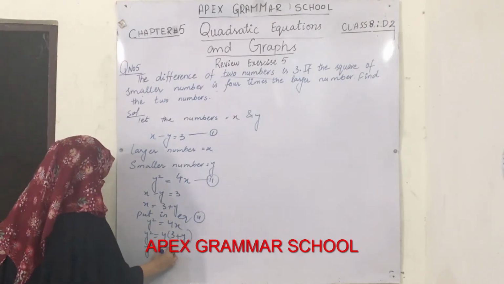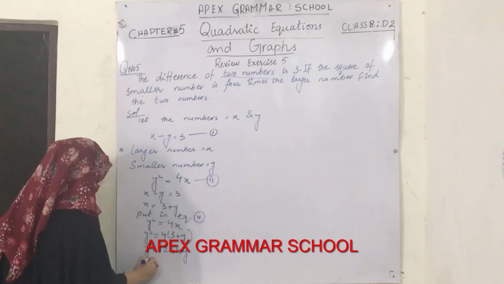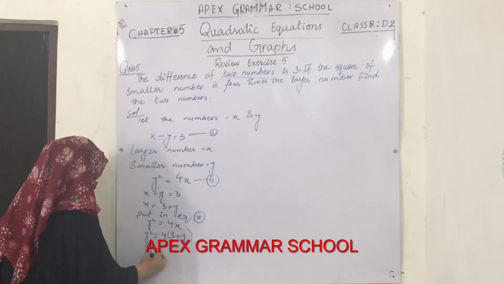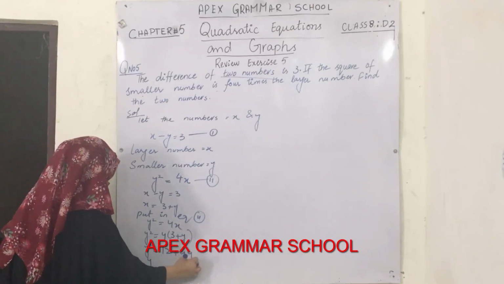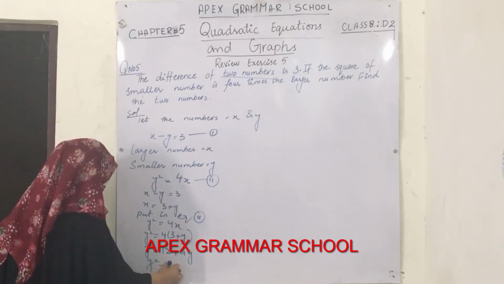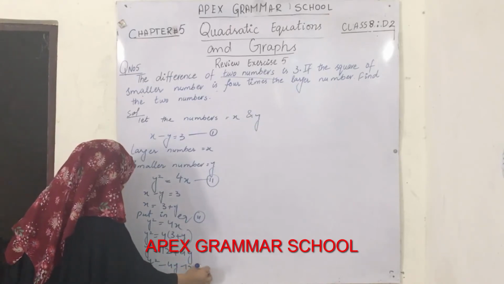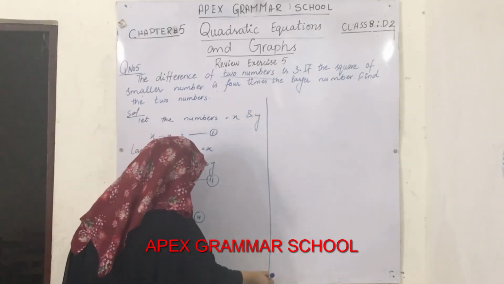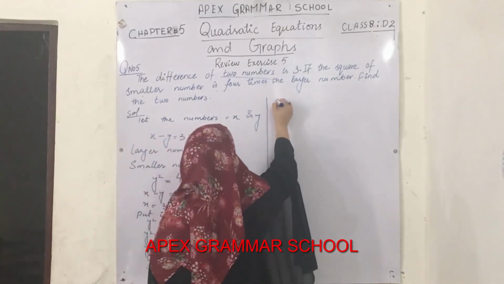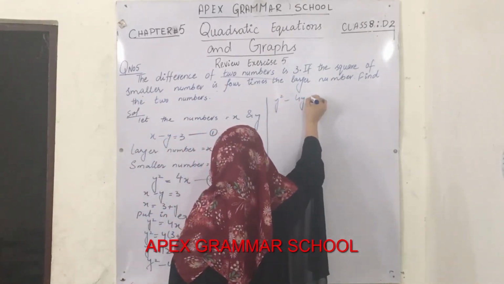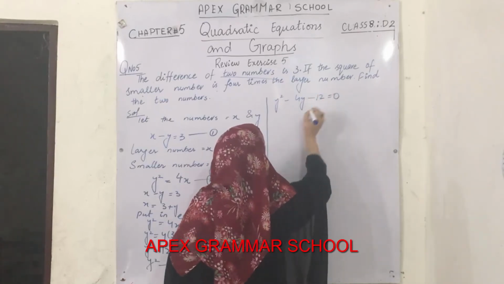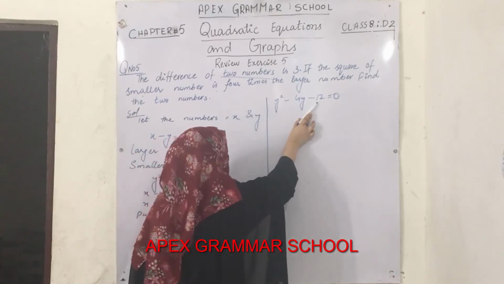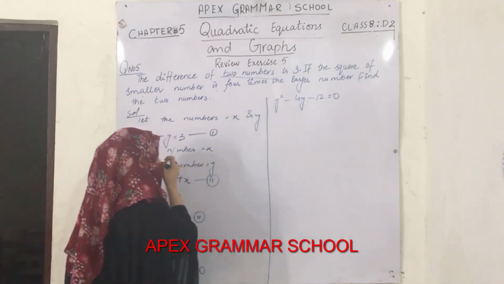y² = 4(3 + y), so y² = 12 + 4y. y² − 4y − 12 = 0. My first term is a perfect square, but my last term is not a perfect square, so I have to go towards middle term break factorization.